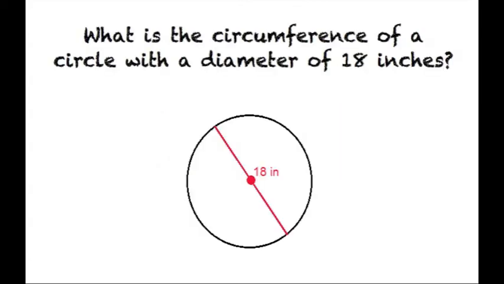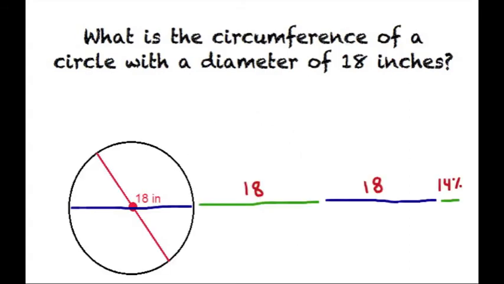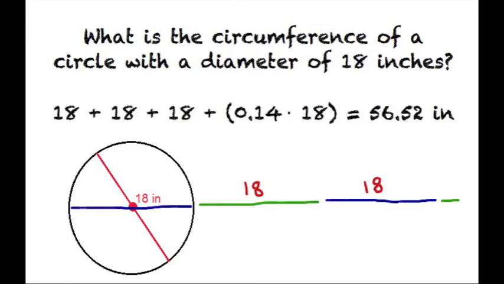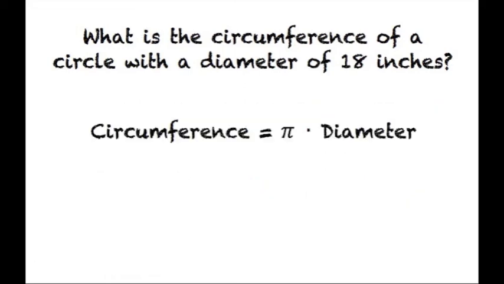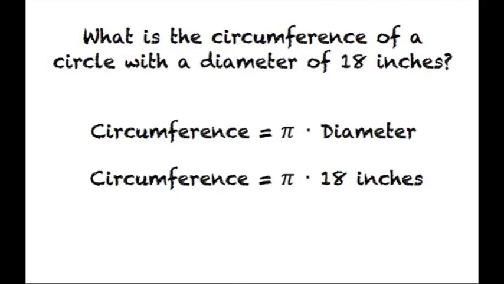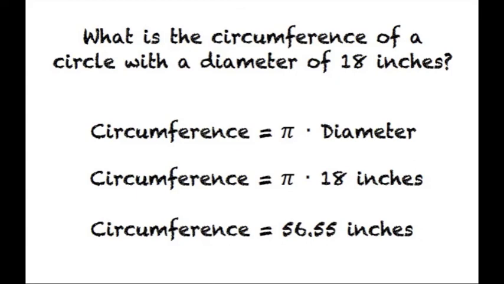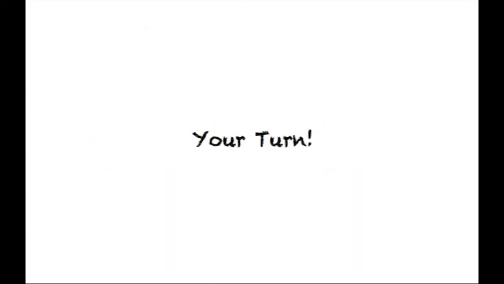So what is the circumference of a circle with a diameter of 18 inches? Well, we can use the method that we use for the bike tire and take 3 of its diameters, lay it out, and then 14% of a fourth diameter, and we would get 18 plus 18 plus 18 plus 0.14 times 18 to get a circumference of 56.52 inches. Or we could go ahead and use that rule, circumference equals pi times diameter. We can change in diameter for 18 inches, since that's the diameter of the circle, and we would get 56.55 inches. Do you see how close those are?